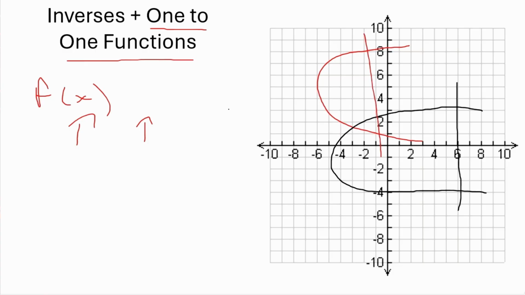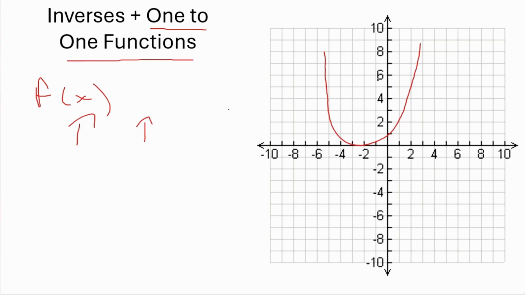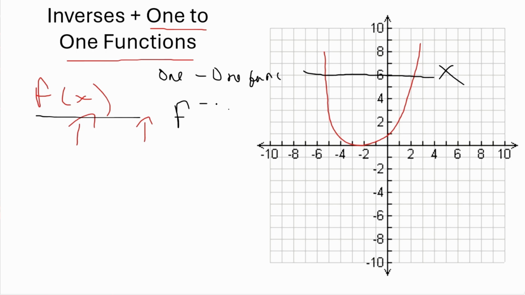What if I want to know beforehand whether my inverse will be a function? Well, the vertical line test turns into a horizontal line test. To check if the inverse of a function is going to be a function, you have to do a horizontal line test. So now it doesn't pass the horizontal line test, so this is not a one-to-one function.